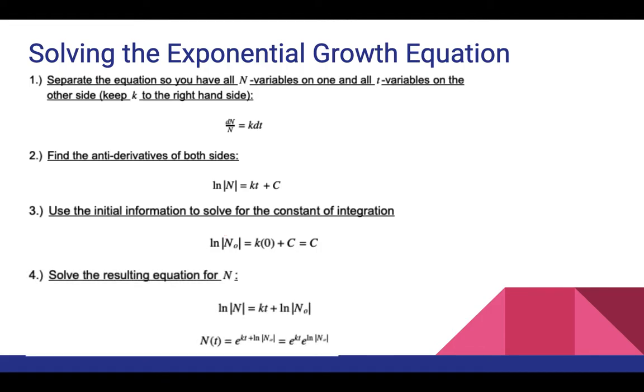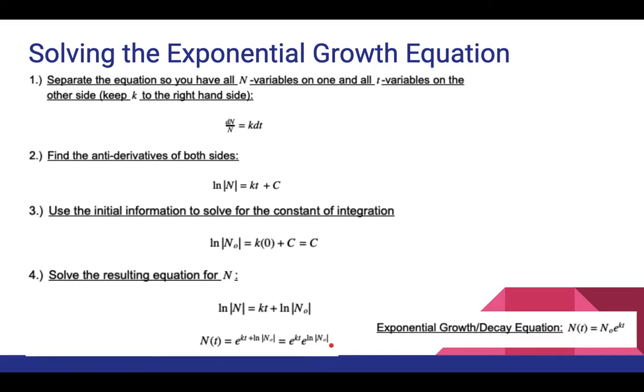And then lastly, right here, okay, we're going to solve the resulting equation for n. So at this point, we have natural logarithm of n equals kt plus the natural logarithm of n naught. So what we're going to do is apply Euler's number to both sides. We're going to exponentiate both sides, which is going to give us n equals e raised to the kt plus the natural logarithm of n naught, okay? Or applying logarithm rules, e to the kt times e to the natural logarithm of n naught. However, since e and natural logarithm are inverse functions, they're going to cancel out, and it's going to leave us with just n naught times e to the kt as our solution, okay?